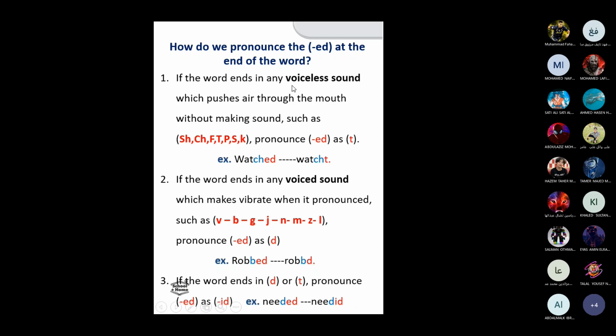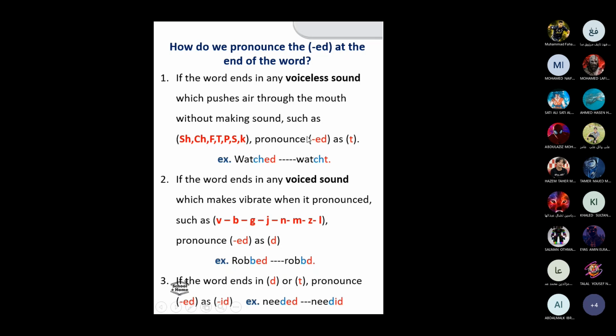When you pronounce the sound, you don't get any voice for the sound, no vibration. So what are these sounds without vibration or without voice? These sounds, as you see them, are sh, ch, f, t, p, s, k. These are the sounds we have, and we call them voiceless.